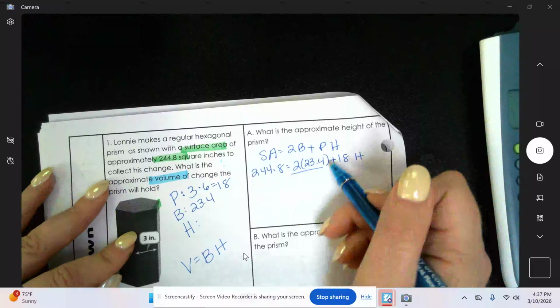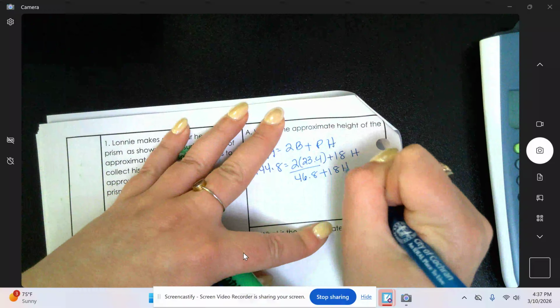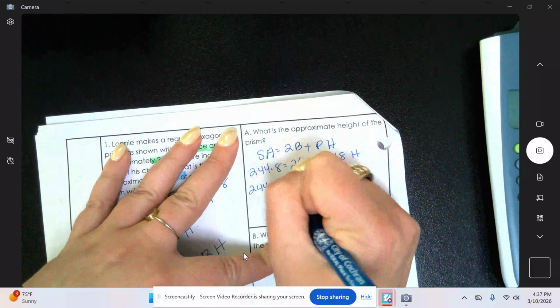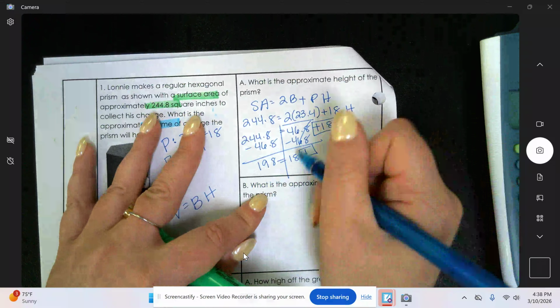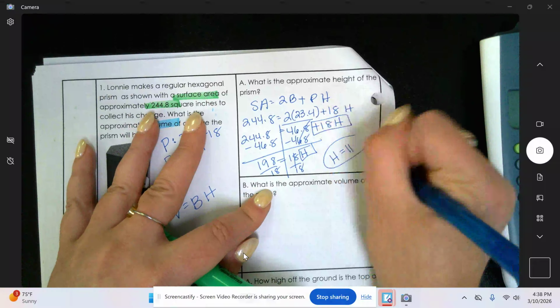Combine like terms, simplify that, gives me 46.8 plus 18H. So now we just have to solve for H, which is our basic two-step equation solving, where we part the water, isolate the variable, do the inverse on both sides, subtract those two in your calculator. Should give you 198 equals 18H. Still not done because H isn't by itself. Divide by 18. I end up with a height equivalent to 11.